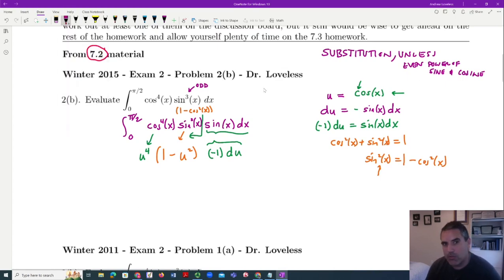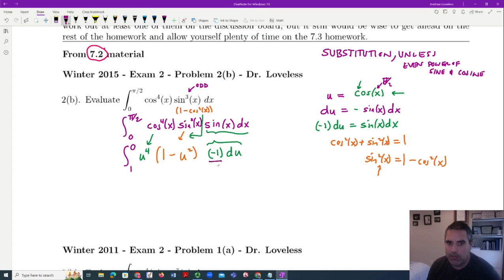Now, if you're one of my students, you know that I prefer to change the bounds as I go because it just makes things way easier. So let's do it. I'm going to plug in a 0 here. Cosine of 0 is 1. I'm going to plug in a pi over 2 here. Cosine of pi over 2 is 0. This happens sometimes where it looks like this.